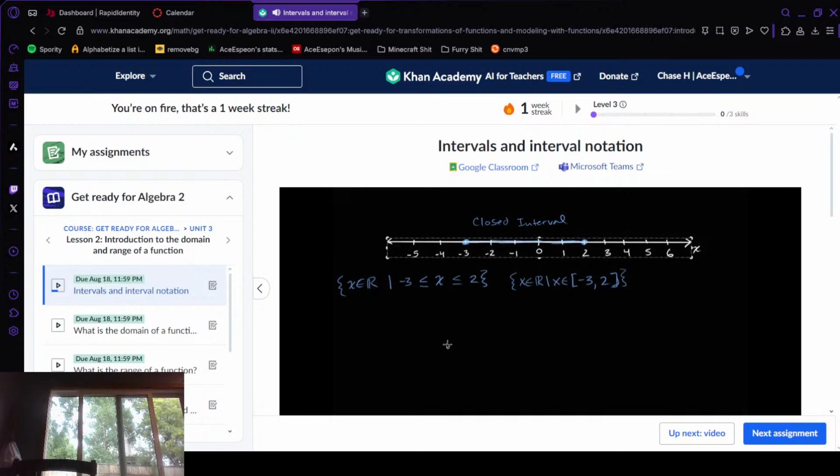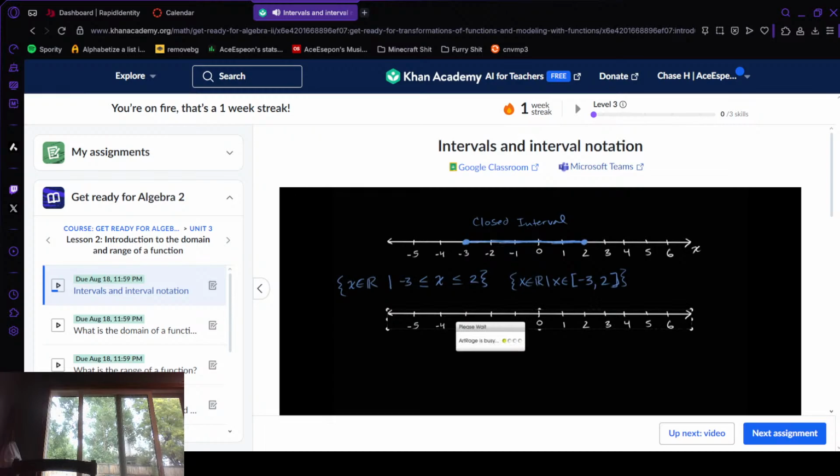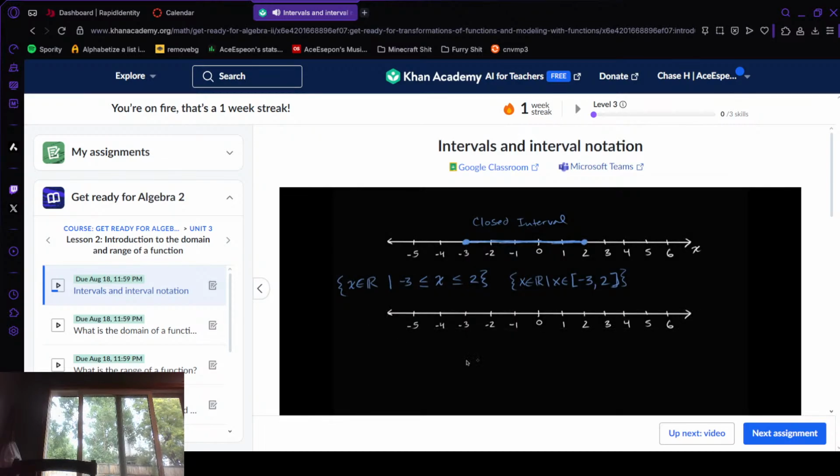So let me draw a number line again. Now let me do an open interval, just so that we can clearly see the difference. Let's say that I want to talk about the values between -1 and 4, but I don't want to include -1 and 4. So this is going to be an open interval. I'm not going to include 4, and I'm not going to include -1. Notice I have open circles here.